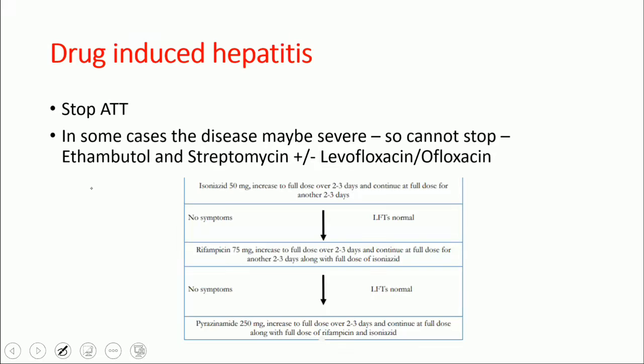But in some instances like smear positive pulmonary TB or CNS TB, you can't suddenly stop because they have life-threatening disease. Then you have to give them a bridging regime with ethambutol, streptomycin, ගොඩාක් වෙලාවට. And then once the liver functions normalize, you restart the anti-TB one by one. හරි. ඒක පොඩ්ඩක් උඩ සැර වැඩි, but just for your information එහෙම තමයි කරන්නේ.